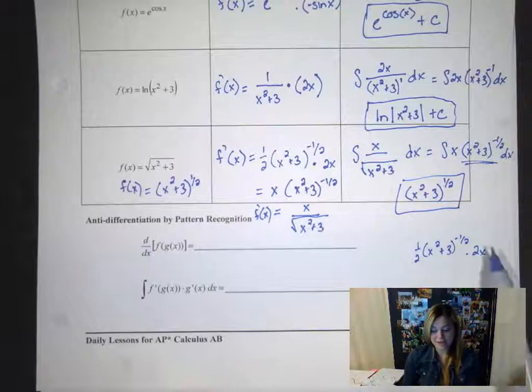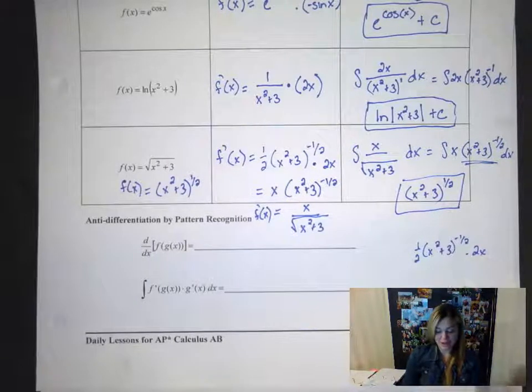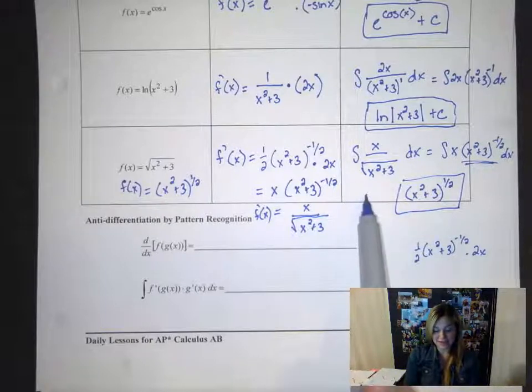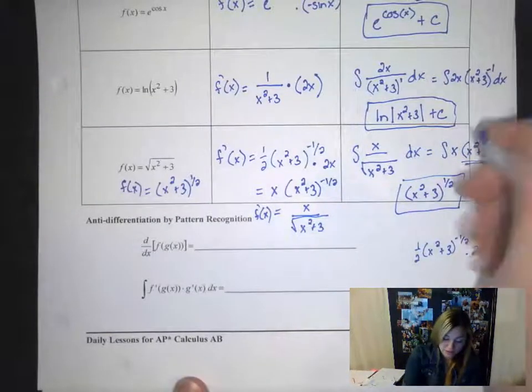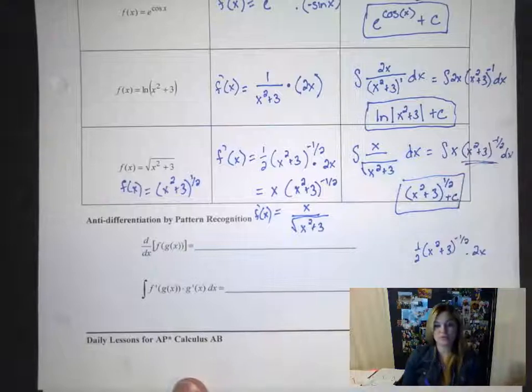A lot of my answers are going to look like this, where this is my answer, and then down here I'm checking my work by finding the derivative to see if I get what I have on the inside. Ooh, and I almost forgot something. Whew, plus a constant.